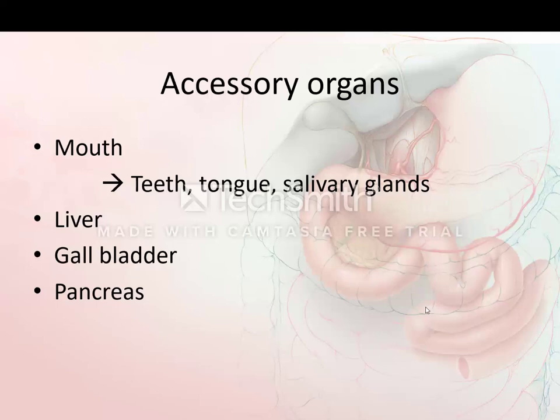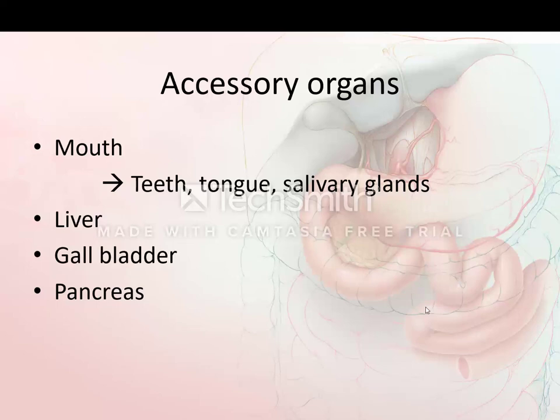So organs that play a part in digestion, but are not part of this tube. Okay, so when I talk about this tube, this alimentary canal, please understand that this is the part through which food will move as it is being digested. There are organs that help with this process, but the food does not actually come into contact with that organ or with that structure, for example.